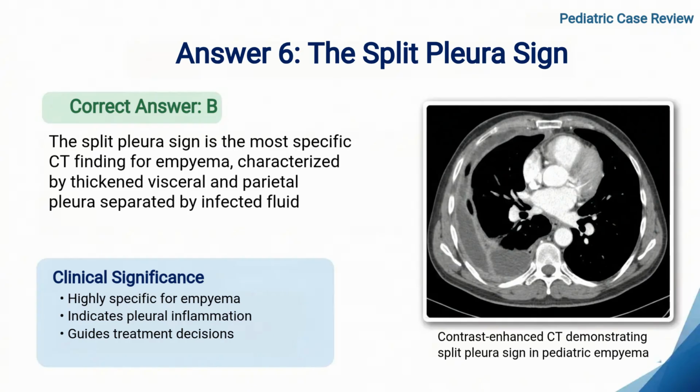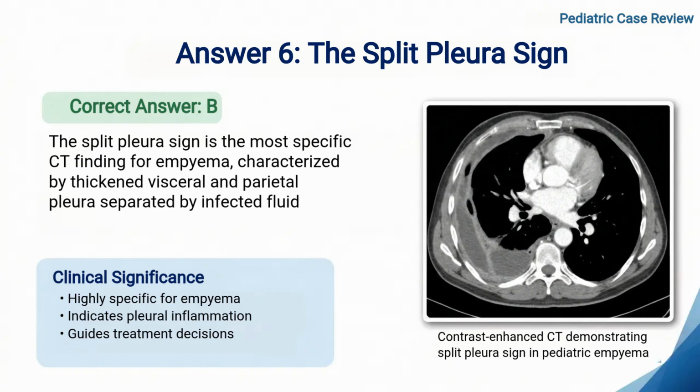The split pleura sign is the most specific computed tomography finding for empyema. It is characterized by enhancement and thickening of both the visceral and parietal pleura, which appears separated by infected fluid on contrast-enhanced imaging, giving the appearance of split or separated pleural layers. This finding has 3 important clinical implications. It is highly specific for empyema, distinguishing it from simple transudative effusions. It indicates active pleural inflammation confirming the diagnosis, and it guides treatment decisions, indicating that drainage is required.